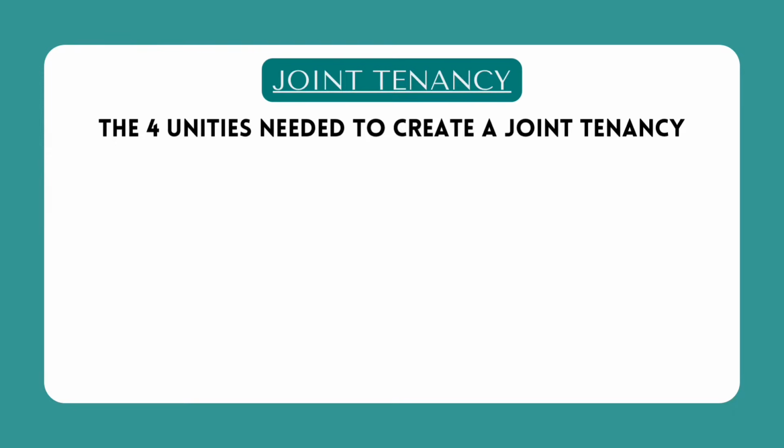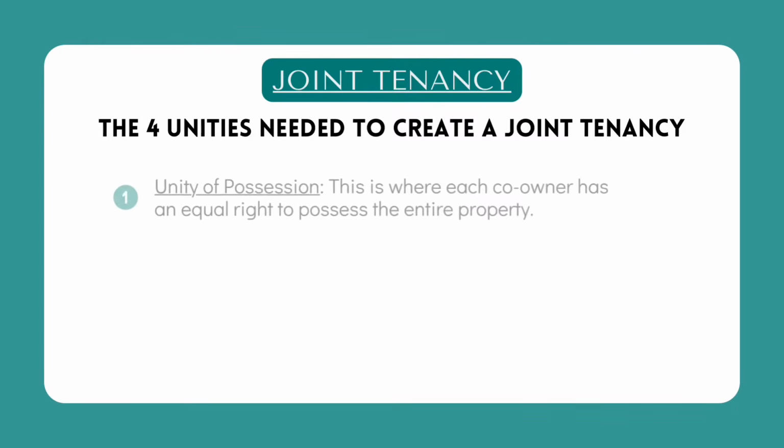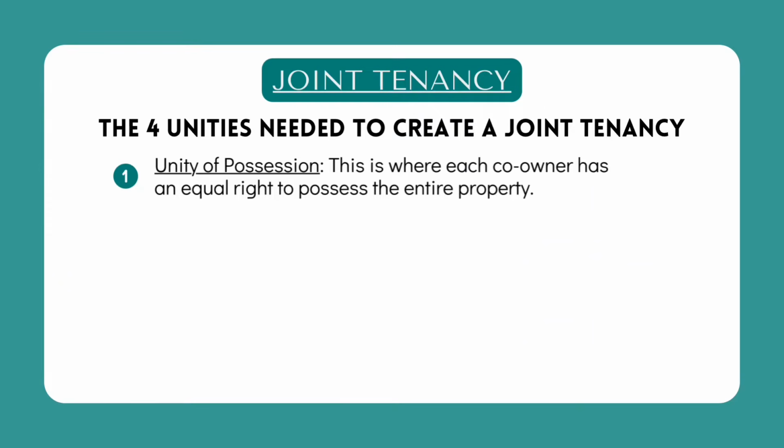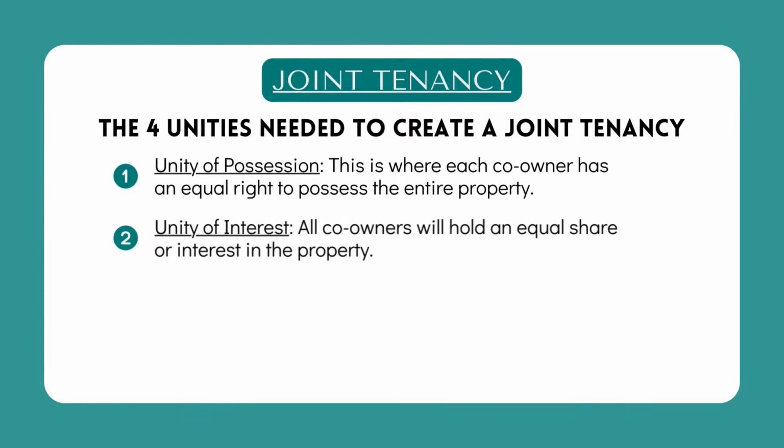Let's review the four unities that must be created at the same time to form a joint tenancy with right of survivorship. Number 1, unity of possession. This is where each co-owner has an equal right to possess the entire property. Number 2, unity of interest. All co-owners will hold an equal share or interest in the property.